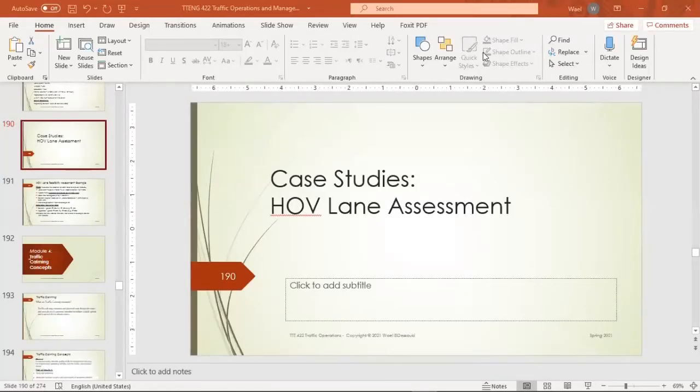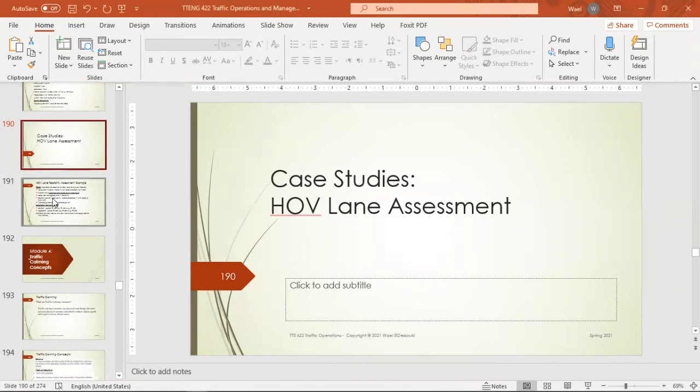Today we are going to start on the other type of lane management, which is the HOV lane management, which is basically the high occupancy vehicle lane management. We're going to start straightforward with a case study to assess the feasibility for building or making an HOV lane.